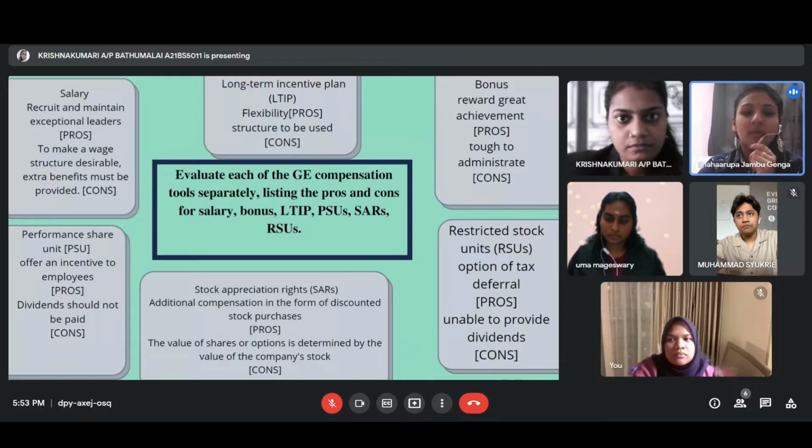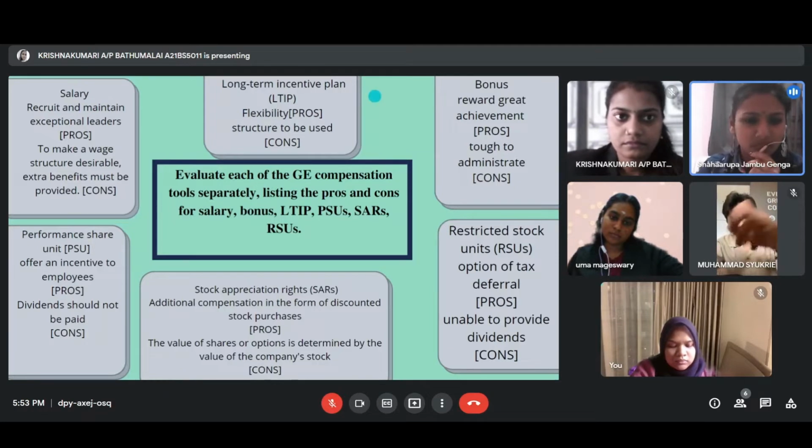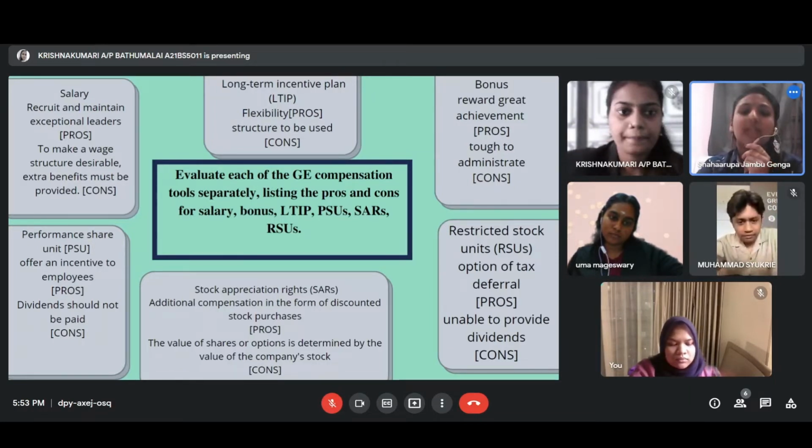Salary is a recurring payment made by an employer to an employee for labor that can be stated monthly or annually, but is most typically paid monthly, particularly to white collar employees, managers, directors, and professionals. A salaried employee is given a set monthly pay. The pros are to recruit and maintain exceptional leaders, and employees receive a set amount of money each month.